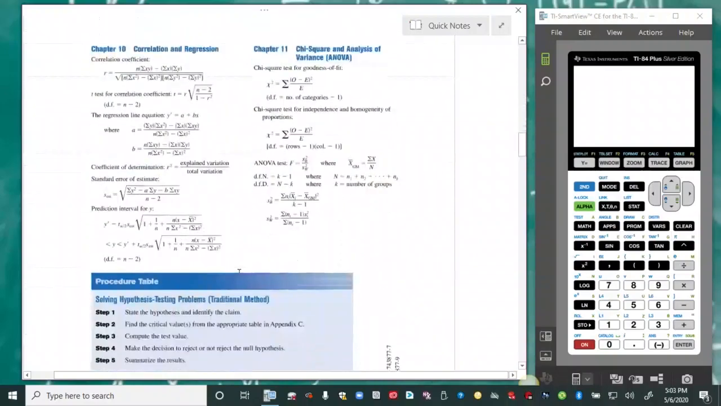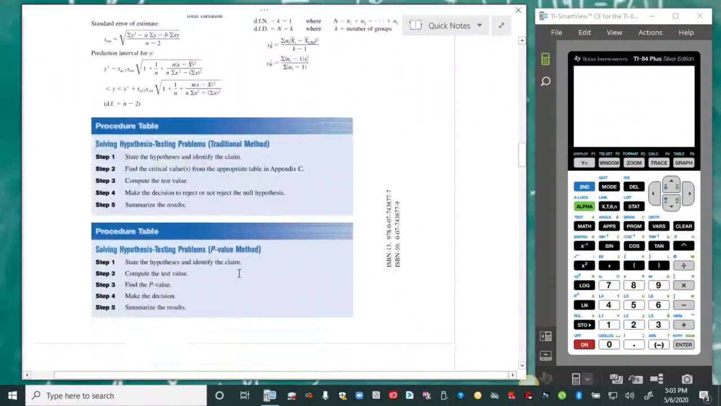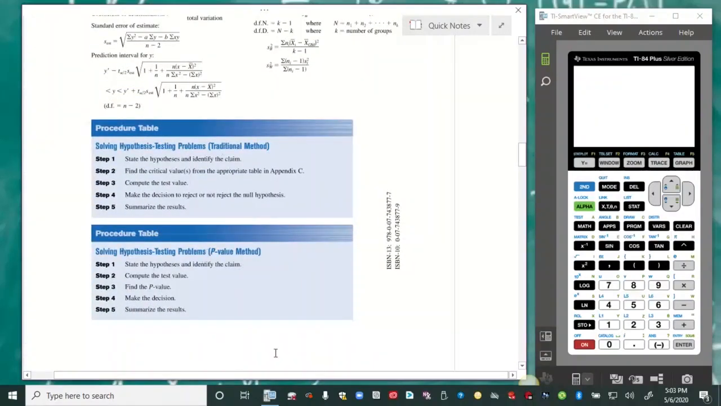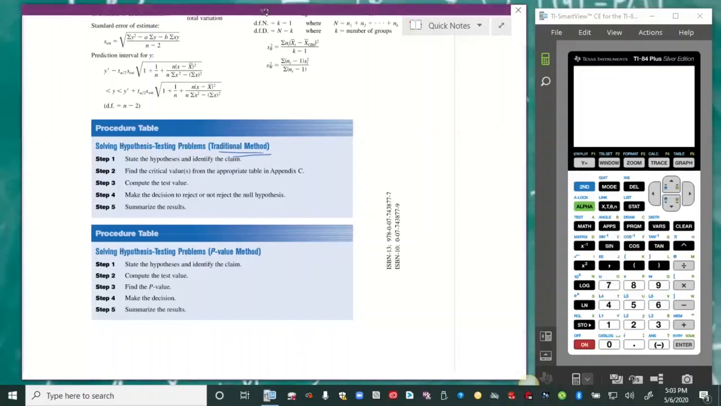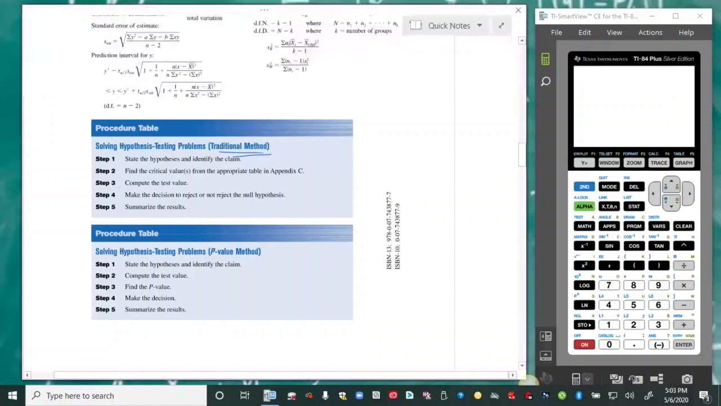But as you scroll down here, you want to print this page too. I think this is the most important page for what we're doing right now because it gives us a procedure table. There's a 5-step process as you're going through the hypothesis tests. This is for the traditional method. They list a 5-step process for the p-value method as well, but I'm actually going to clean that up for you just a little bit because I think that this step is unnecessary. So instead, we're going to do step 1, 2, 3, 4. So we're going to do a slightly shorter p-value method when we get to that.